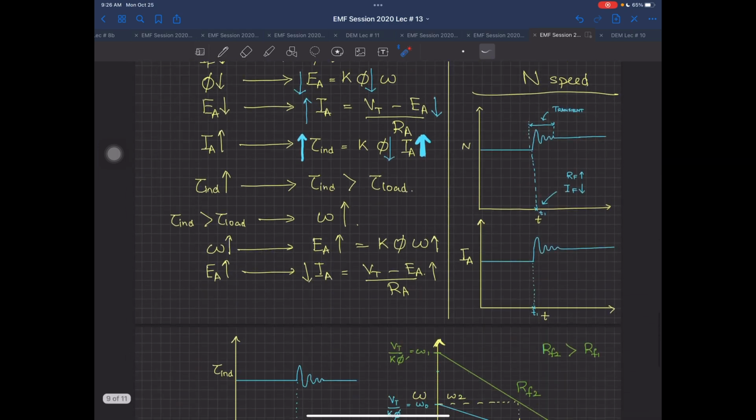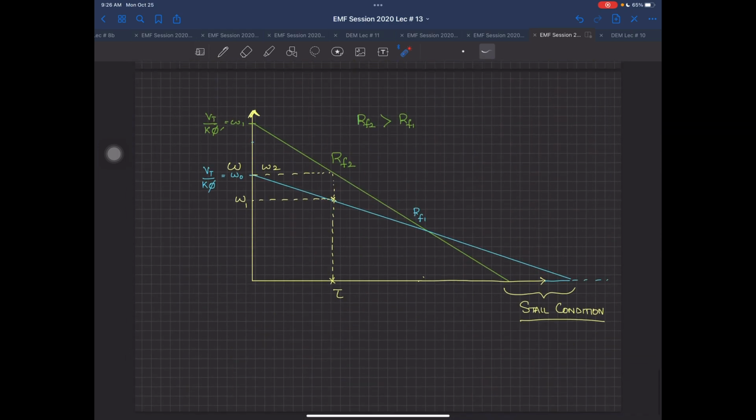But this condition of stall is only possible when you are approaching a machine, that is, supposedly machines are designed up till this full load point over here. They are not designed beyond this full load point over there. So this portion of the machine which is shown over here is only possible in some special machines.